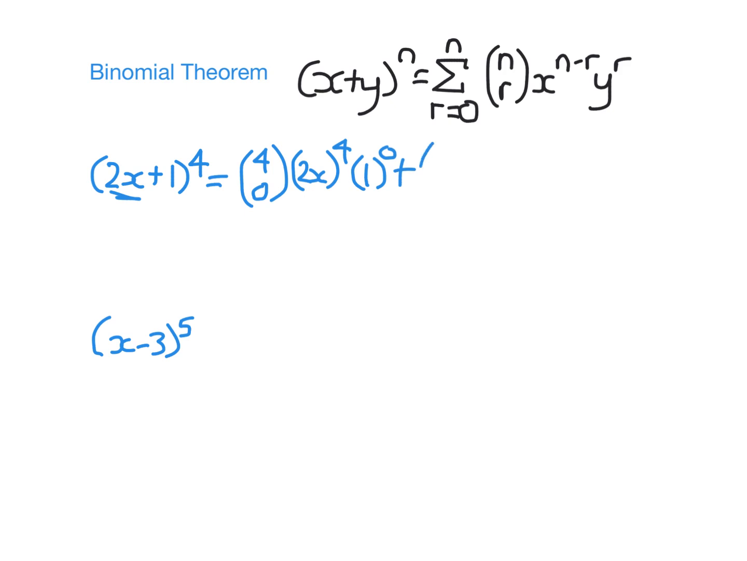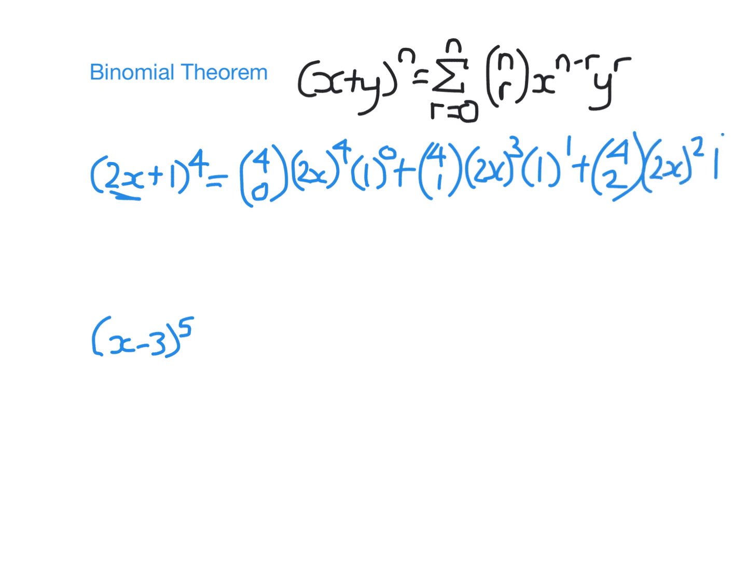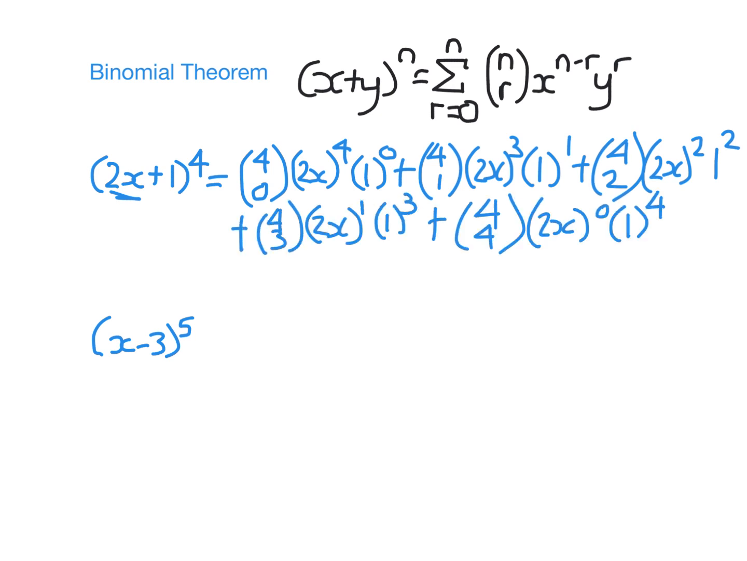The next term will be 4 choose 1. It'll be the first term to the power of 3 and the second term to the power of 1. Note that these two powers of each term always add up to the original power, in this case 4. So the next term will be 4 choose 2, and then we have 2x, the first term, to the power of 2 times 1 squared. And then we keep going. So now we're going to simplify each of these.